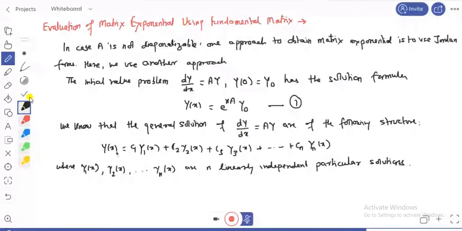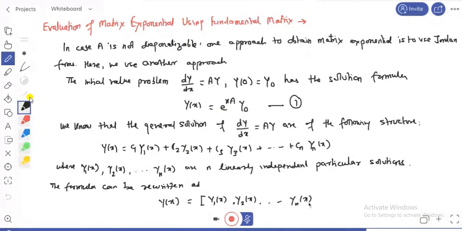So this formula can be rewritten. Your y(x) equals, if y1, y2 up to yn are column vectors, we can write y1(x), y2(x) up to yn(x), multiplied by an arbitrary constant vector c. Here c is c1, c2 up to cn, and this is a column vector.